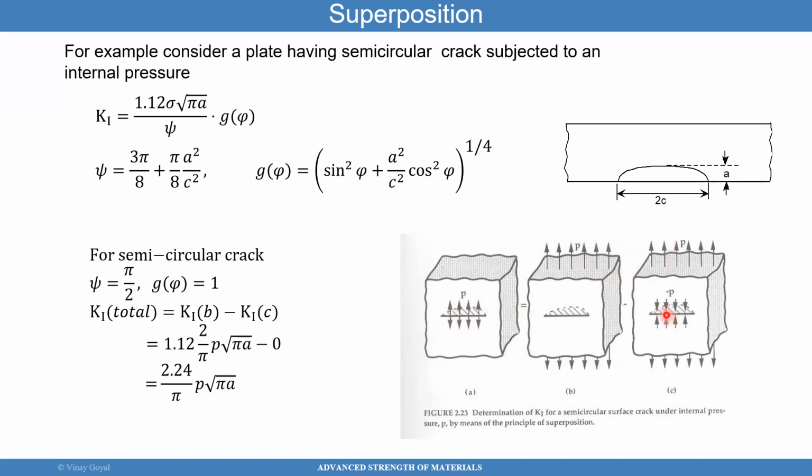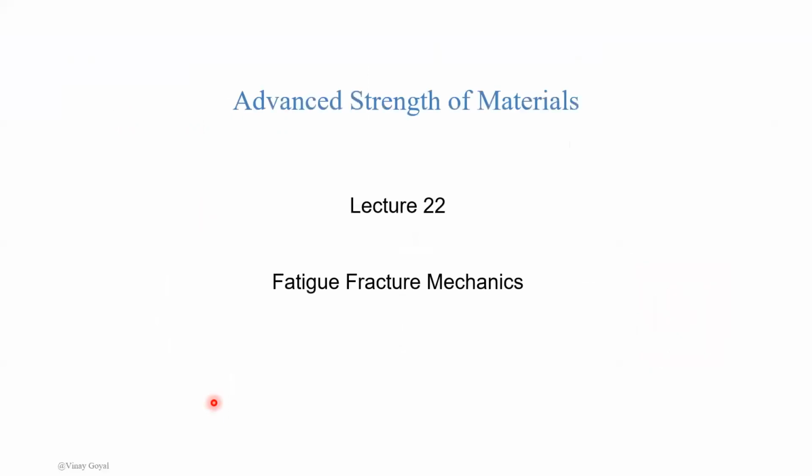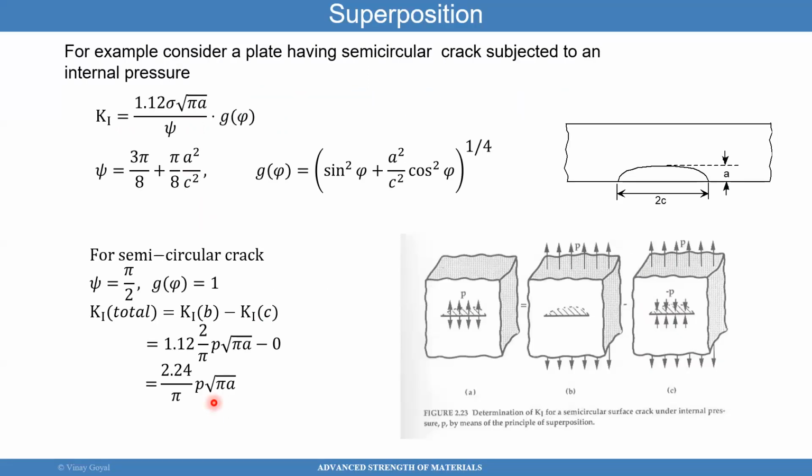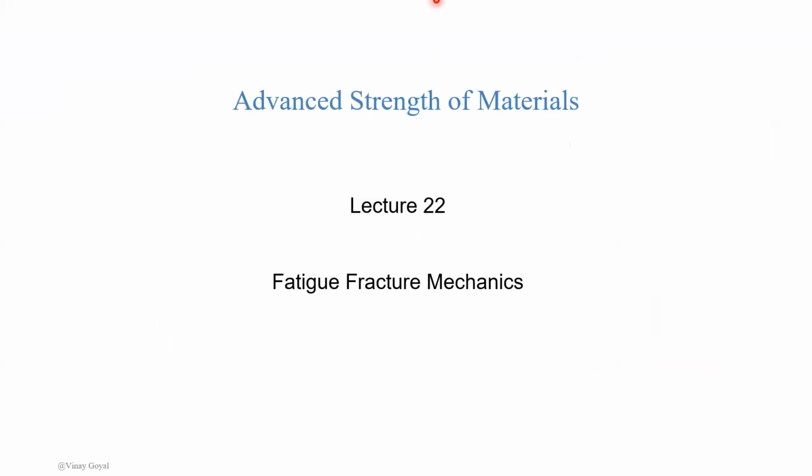That solution exists. So you can then analyze K1 for the crack with internal pressure, and you can look at the similar circular crack. I'll let you work through this. It's very straightforward. But the bottom line is you can use superposition for this problem. And that concludes this lecture.